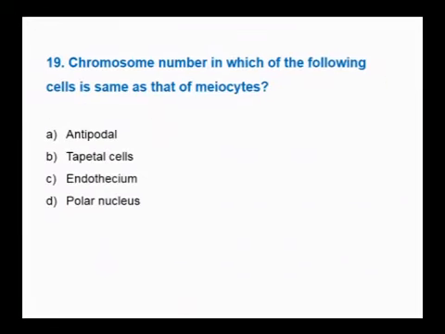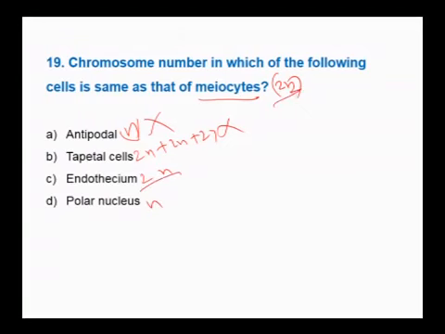Chromosome number in which of the following cells is the same as that of a myocyte? See, a myocyte is always diploid. Antipodals are haploid, so wrong. Tapetal cells are 2n, 2n, 2n, so this is wrong. Endothecium is 2n, polar nucleus is haploid. Therefore, 2n, 2n, the answer is endothecium.